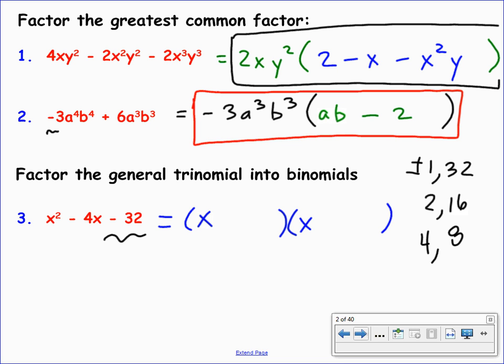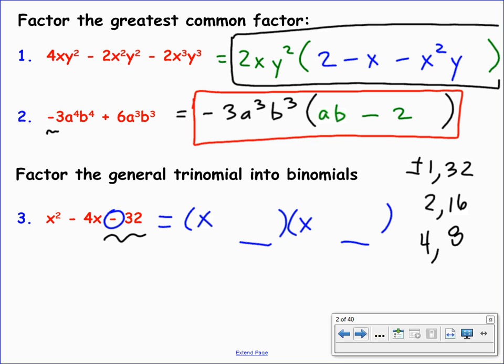Which one is correct? Well, that depends on the sign of my last term. It appears as though the sign of my last term is negative. Therefore, will my entries in my binomial that go on the last space be same sign or different sign in order to multiply together to give me that negative 32? The only way to multiply 2 numbers together and produce a negative result is if they're opposite signs. So one's going to be positive and one's going to be negative. We no longer have 3 choices for my integer pair factors. We only have 1 choice.